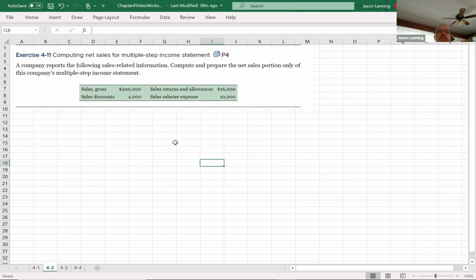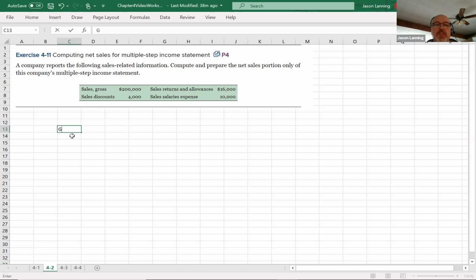Now, the next one I want to look at, there's a couple little problems here, and these are really simple, but I wanted to explain how we look through them. Here we're looking at computing net sales, from a multi-step income statement. We have the following sales related information. Compute the net sales portion only. Net sales essentially is what we get from all of our revenue combined, but we subtract any type of discounts, returns, and allowances. And that's how we get net sales.